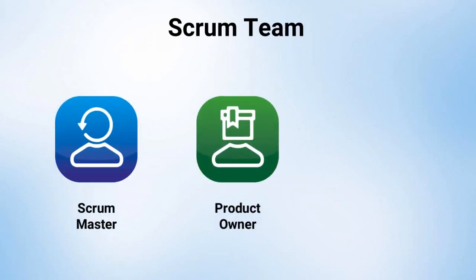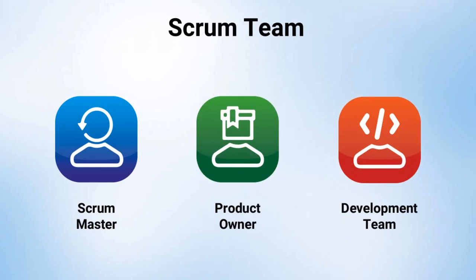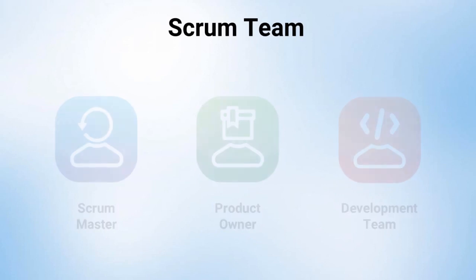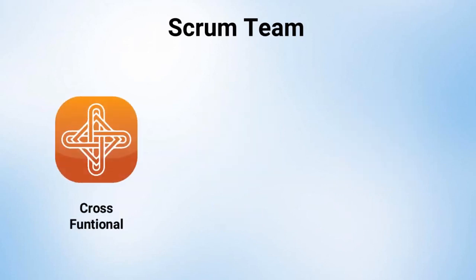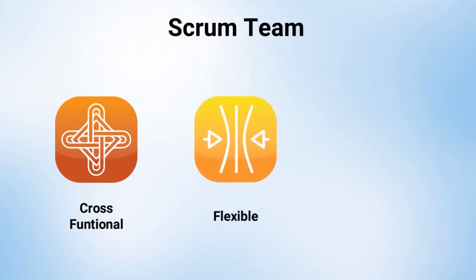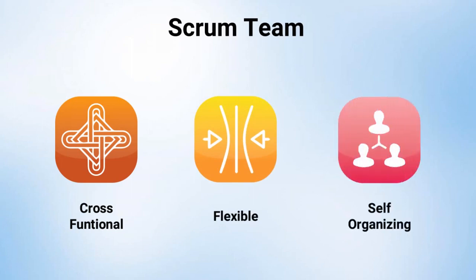Now let's discuss Scrum roles. A Scrum team is made up of 3 roles: a Scrum Master, a Product Owner, and the development team. The Scrum team is made up of cross-functional team members, allowing it to complete stories within the team. It is flexible and adaptable with members willing to help out where needed and continuously learning new things. It is self-organizing. The team is responsible for deciding how to organize and do its work.